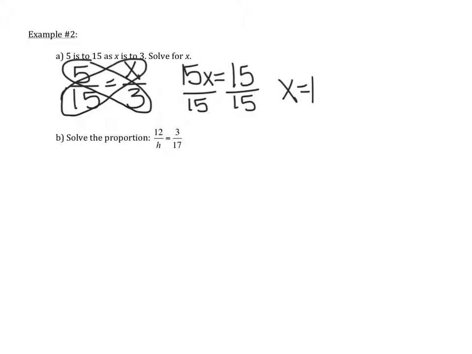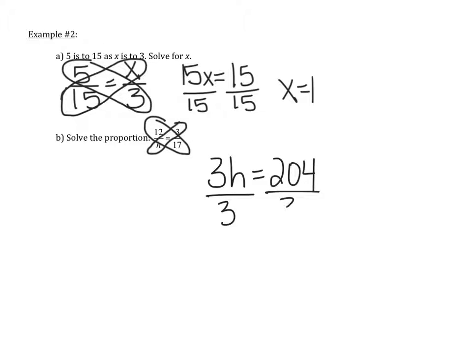Part B says solve the proportion 12/h equals 3/17. So this is already set up for us, so all we're going to do is cross multiply. So I'll take the 3 times the h and the 12 times the 17. 3 times h is 3h, and 12 times 17 is 204. Now that I have the equation set up, I'll divide both sides by 3 and get h equals 68.